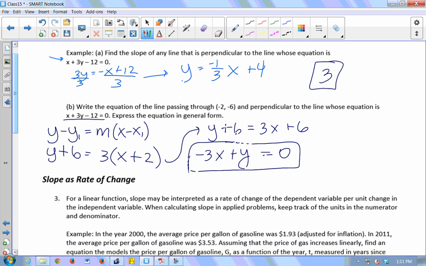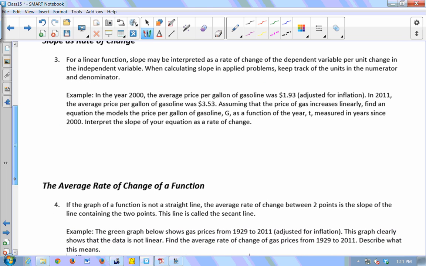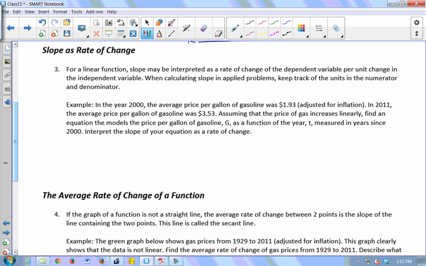Okay, so we're going to talk about slope as a rate of change now. For linear functions, slope can be interpreted as a rate of change of the dependent variable per a unit change in the independent variable. So when you're calculating slope in applied problems, keep track of the units in the numerator and the denominator, and that will help you interpret what the slope means.